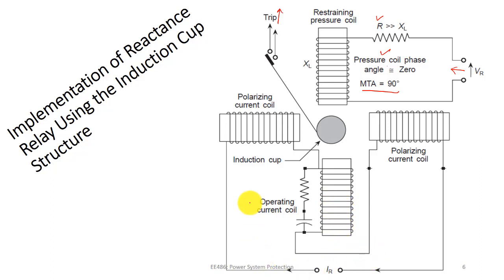Okay, and now on the other side we inject the current. Here IR is injected. Now IR is injected in 3 of the electromagnets, right? And out of these 3, 2 of the electromagnets are known as the polarizing current coil, because they help with respect to each other in producing the torque, and one of the electromagnets is known as the operating current coil, where we can adjust by using the resistance. Here the resistance and the capacitance, by adjusting this resistance and capacitance, we can change the angle theta. So theta is the angle between VPC and ICC, right? That is nothing but VR and IR. So the angle between VR and IR can be adjusted using R and C.